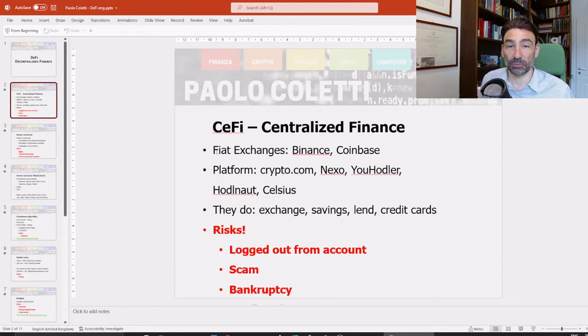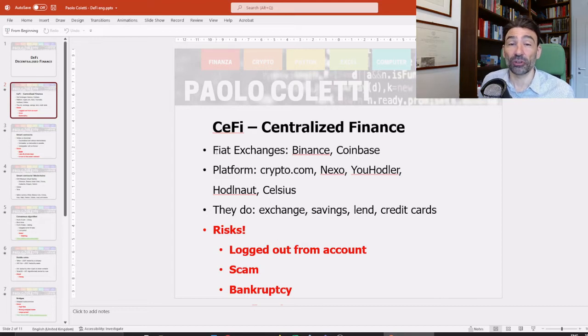They give you the possibility to exchange fiat, so traditional money, for cryptocurrencies, or to swap cryptocurrencies, and they give you a lot of services and features which are typical of decentralized finance. So most of the decentralized finance services are available also in centralized finance. However, as you will notice later on, the risks are very different. I'm not saying that there are more risk or less risk, that the risks are very different and you must be very aware of them.